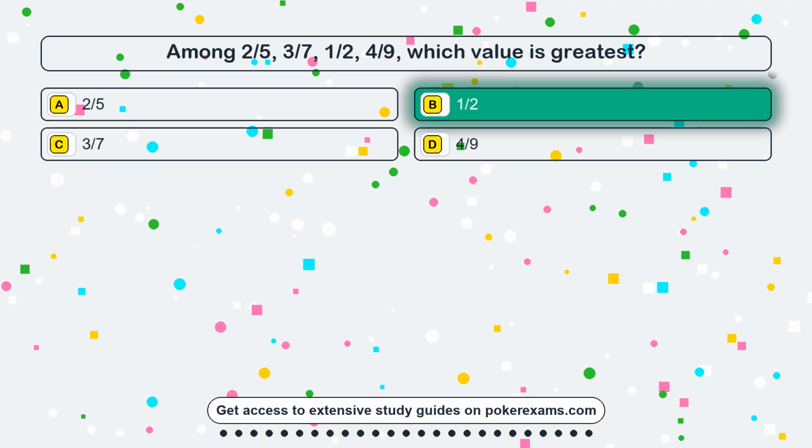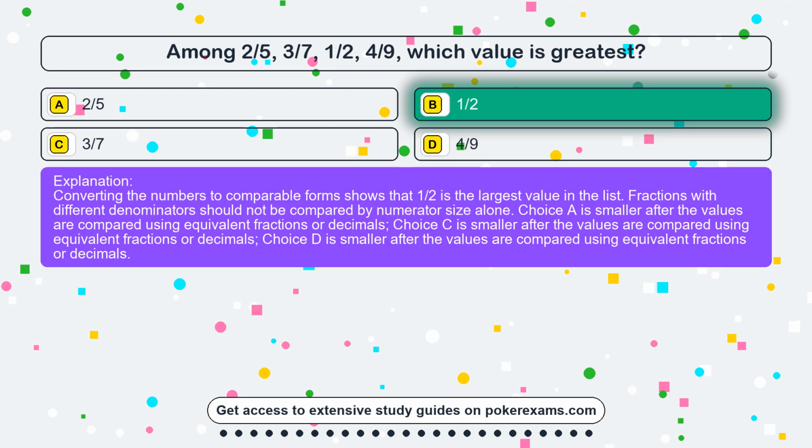The correct answer is option B, 1/2. Converting the numbers to comparable forms shows that 1/2 is the largest value in the list. Fractions with different denominators should not be compared by numerator size alone. Choice A is smaller after the values are compared using equivalent fractions or decimals. Choice C is smaller after the values are compared using equivalent fractions or decimals. Choice D is smaller after the values are compared using equivalent fractions or decimals.